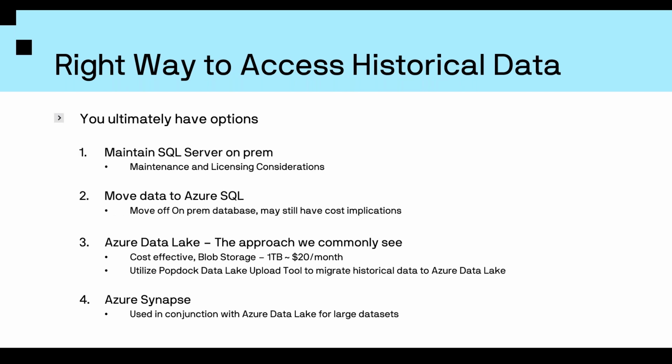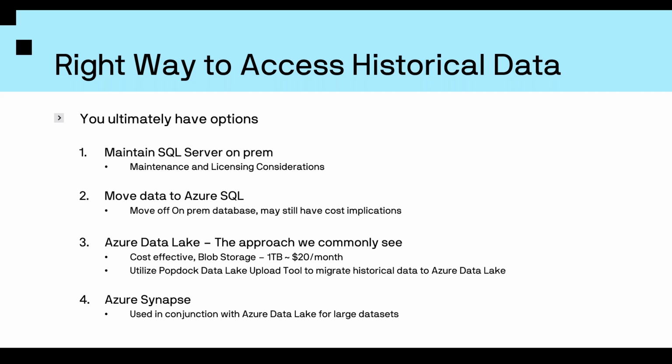So when it comes to the right way to access historical data, you ultimately have options. Now, this slide is really from the perspective of how E1 can help. We present a couple of different ways that don't require you to move that data into the new system. With our tools, you have a couple of different options where our tool PopDoc can access that historical data, and then we can surface it right inside of Business Central when you need it.